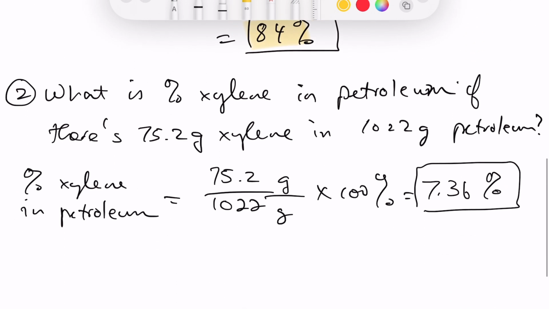The next question in that lecture note is asking for the percent of a substance in a mixture. In this case it is xylene in petroleum. So xylene is one of the compounds that you get from oil refineries, and here it says that there are 75.2 grams of xylene in 1022 grams of petroleum. So to get the percent xylene, all we need to do is take the mass of xylene divided by the mass of the petroleum times 100%, and we get 7.36%. So hopefully that's pretty straightforward.